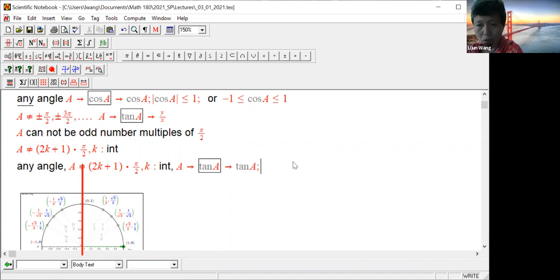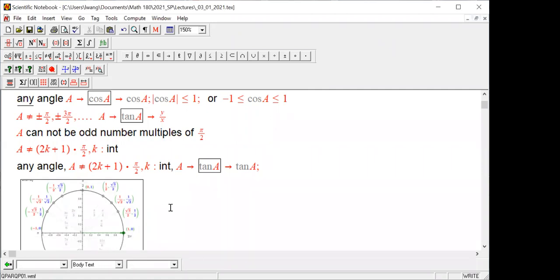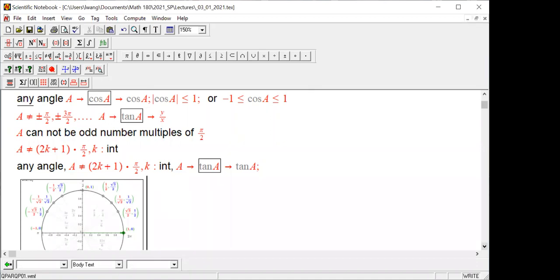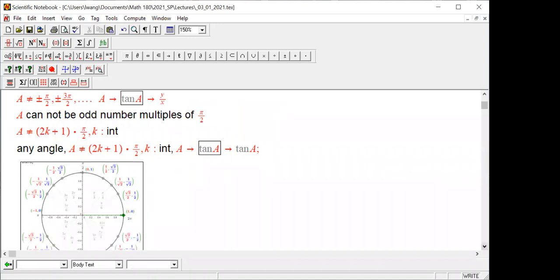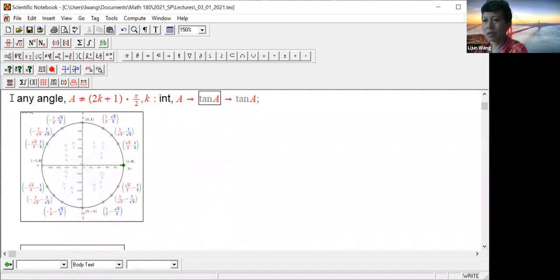Yes, you will be using the tangent curve in calculus classes. Everyone understand what it means, right? So what does it mean? It won't touch the vertical asymptote, the line, or the curve. Why doesn't it? Because A cannot be an odd number multiple of pi over 2. That's right. So if you look at tangent, it cannot be any angle anymore.